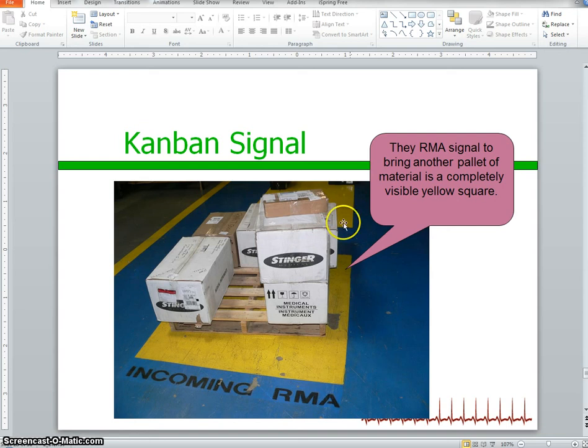Bring me 2 pallets. I'll work on those 2 pallets. When I'm finished with one of the pallets, I'll take all these boxes off. I'll put the pallet away, and you'll see a great big empty yellow square on the floor, and that'll be the signal to you that I'm ready for you to bring me another return material authorization pallet. I'm ready to process sort of the next job.